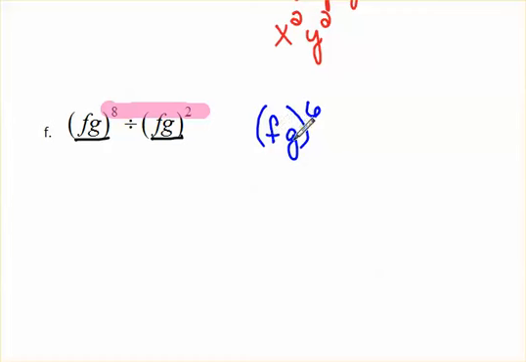And now I still have a product raised to a power. It's almost like distributing that power throughout that product. And I could write it in its simplest form as f to the sixth g to the sixth.